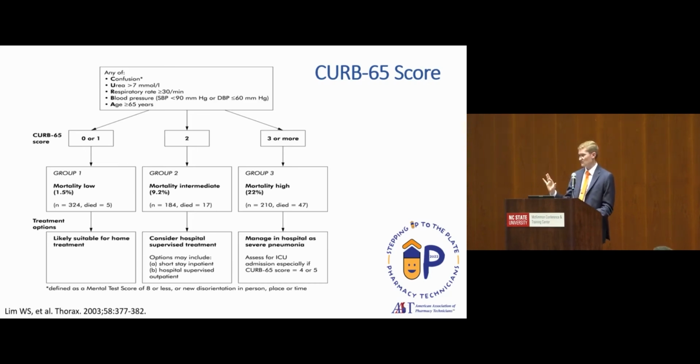A lower score is going to mean that they're at a lower risk of severe negative outcomes of the infection. So you may be able to treat them as an outpatient. If their score is 2, that may mean they have a higher risk of mortality or death from the pneumonia, and so you may want to treat them in the hospital. And then if they have a score of 3 or more, they may warrant ICU level care.